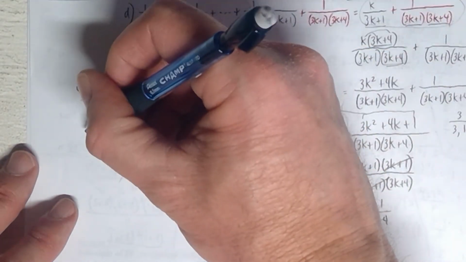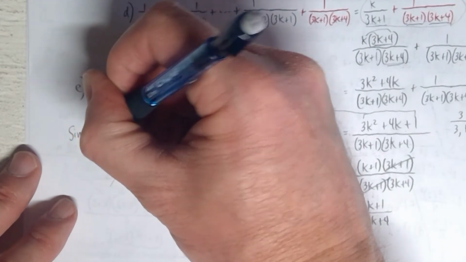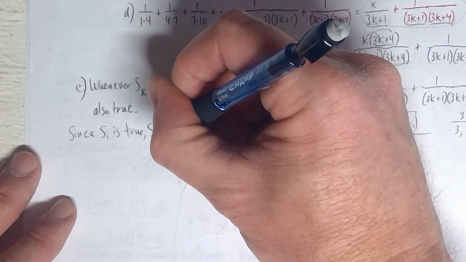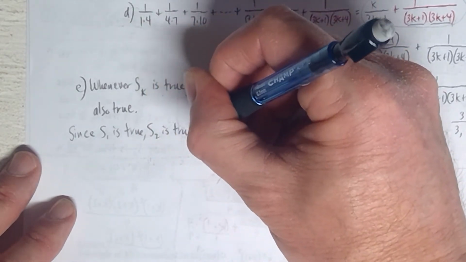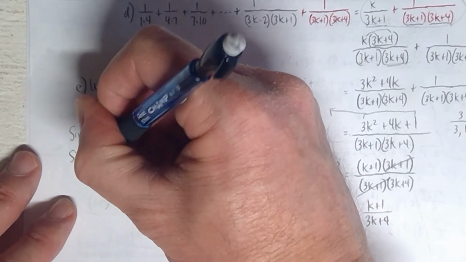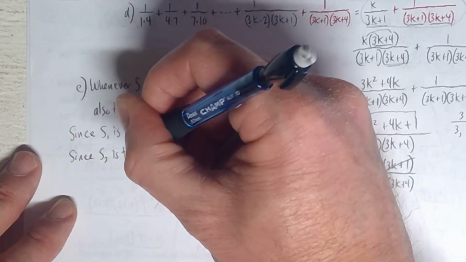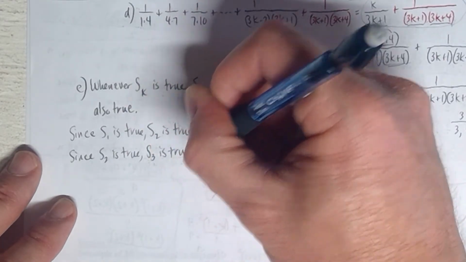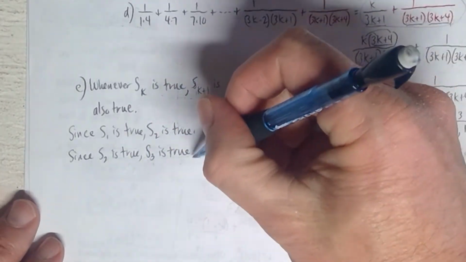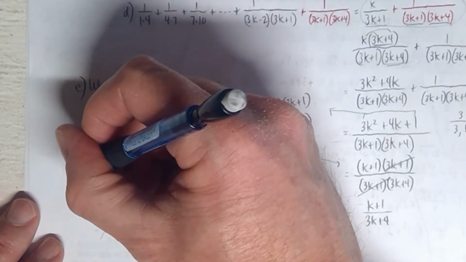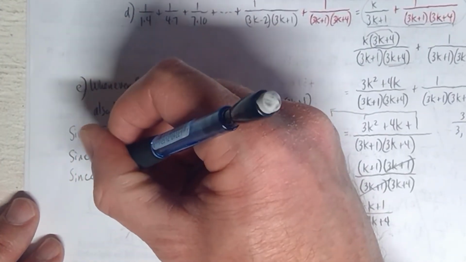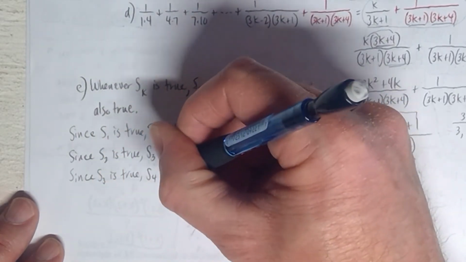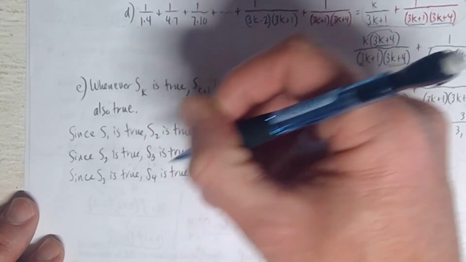So what does this mean again? It means that since S1 is true, S2 is true automatically. Since S2 is true, S3 is true automatically. You don't have to say automatically, but I'm just emphasizing that idea. Since S3 is true, S4 is true automatically, and so on.